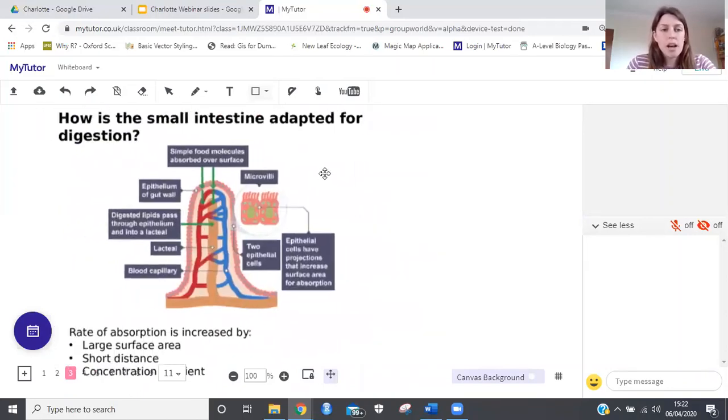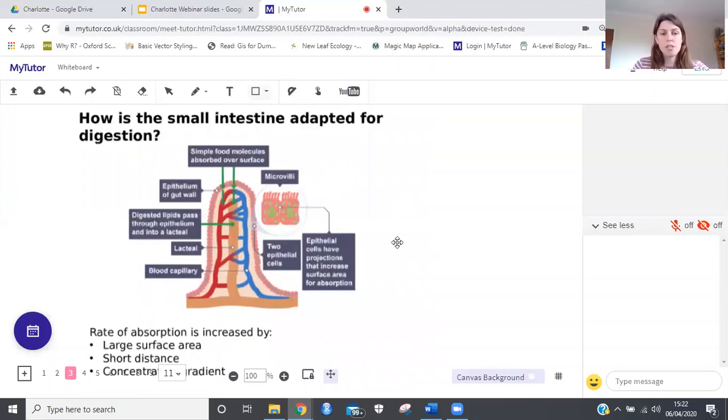So how is our small intestine adapted for digestion? Most of the digestion that we talked about happens in our small intestine. And the walls of our small intestine are covered by lots of little projections. So the walls are wavy. They have all of these little projections. Their scientific name is villi. So we have lots and lots of villi.